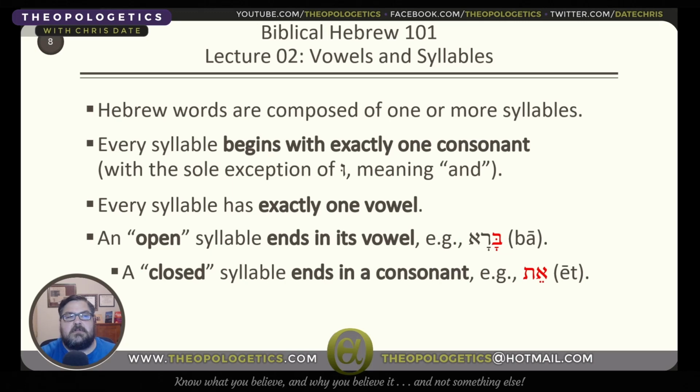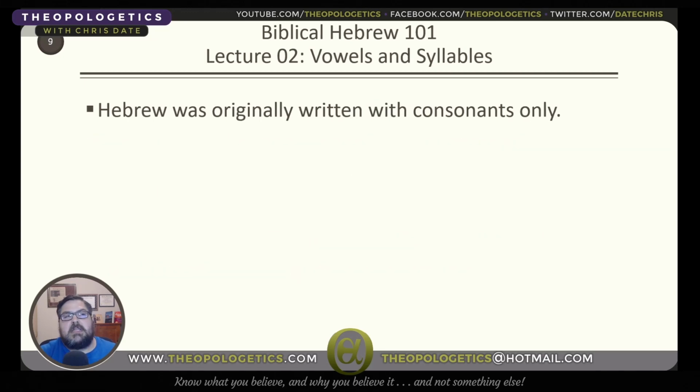A closed syllable ends in another consonant. So in the word et, the syllable begins with the consonant aleph. It has the vowel tsere in it, and it ends in the consonant tav. So the syllable et is a closed syllable. Now, obviously, in order to communicate in Hebrew, you're going to need to create these syllables. So let's first talk about how an open syllable is created, and we're going to need vowels. So let's talk about vowels. Hebrew, as I explained in Lecture 1, was originally written with consonants only.